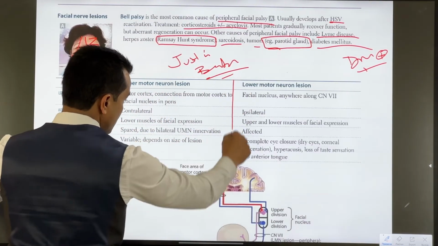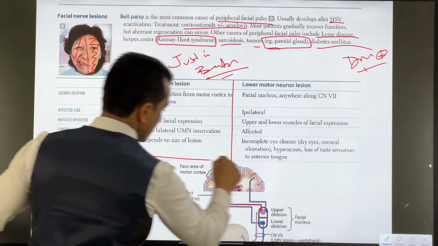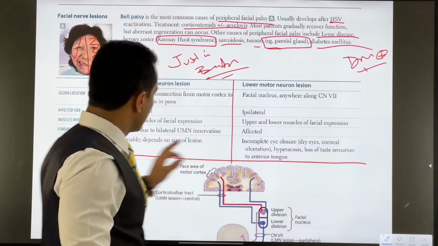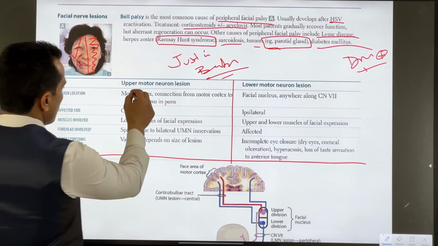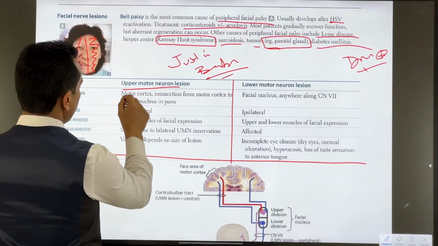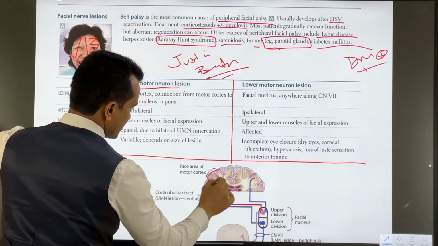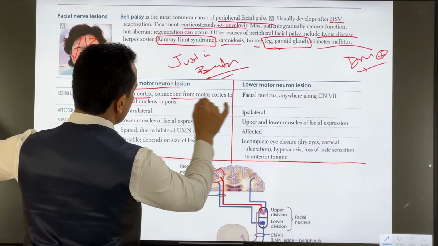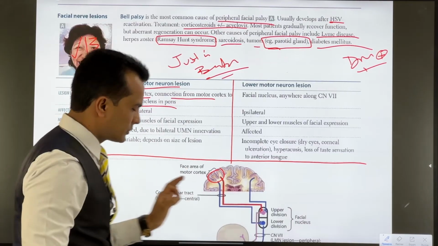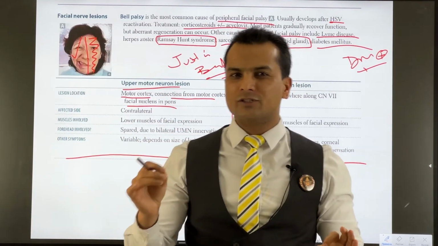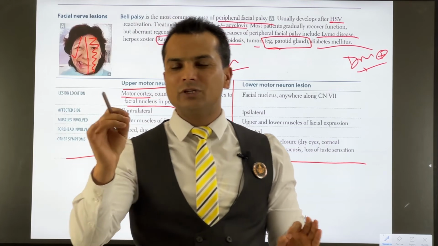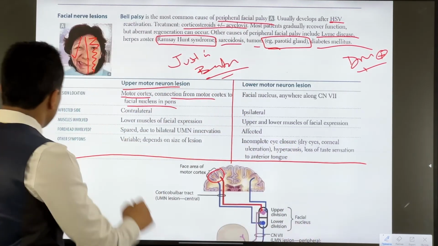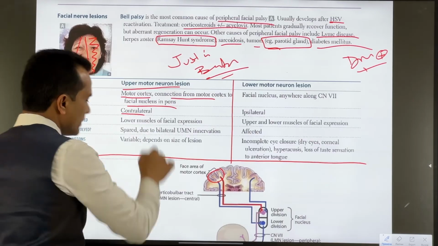Next, let's discuss what the features will be in case of injury to the upper motor neuron; I have already explained the lower motor neuron. So what happens in upper motor neuron lesions: the patient has injury anywhere along the motor cortex, or the connection from the motor cortex to the facial nucleus in the pons. So above the pons, if a person has injury, it means it's injury of the upper motor neuron. You understood? Now next, the affected side will be contralateral.